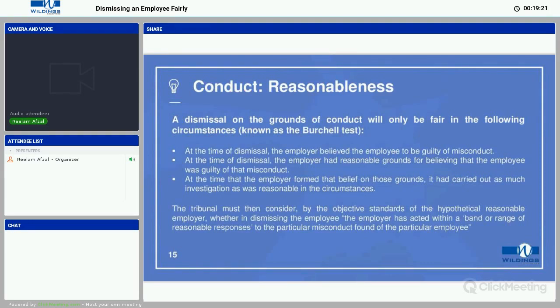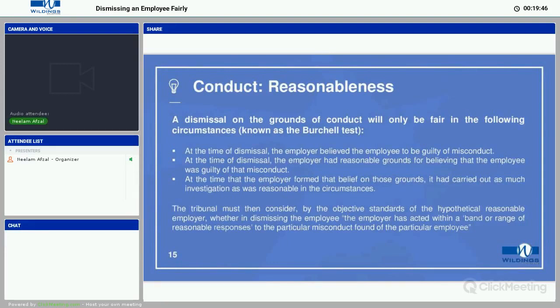So we're going to look at each of the fair reasons, and we're going to look at the test that's applied under reasonableness and the test then that's applied under the procedural element. So in relation to conduct, this is a key case, British Home Stores against Birchall. And this is applied in conduct-related dismissals. So cases of, let's say, theft, violence, gross misconduct.